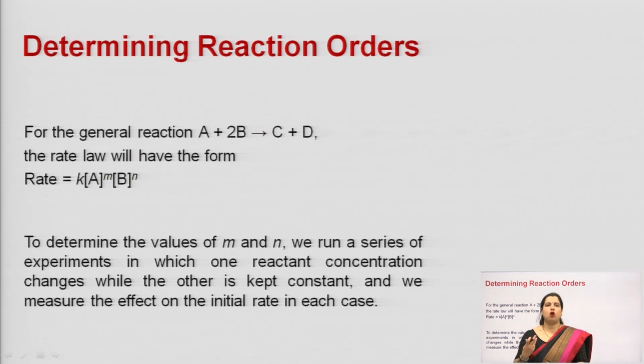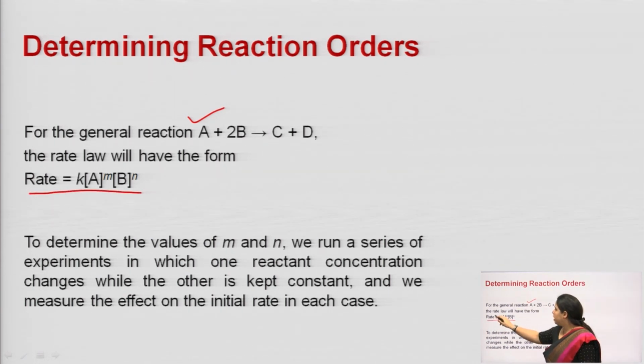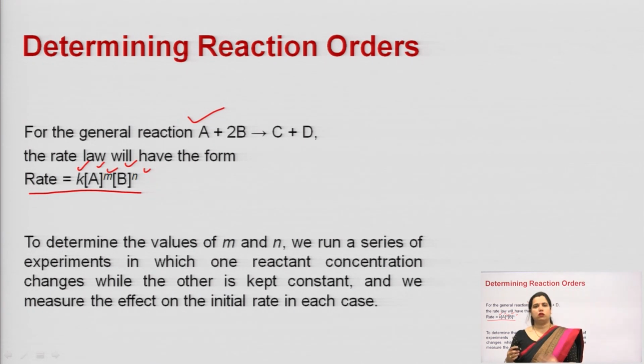So, determining reaction orders for the general reaction A plus 2B gives C plus D. If we say that this is the reaction of any particular product, the rate law will have the form: rate is equal to k, where k is the rate constant, times [A] to the m times [B] to the n. These are exponents which give you the information about reaction orders. So, basically this is the equation generally followed for this simple general reaction.